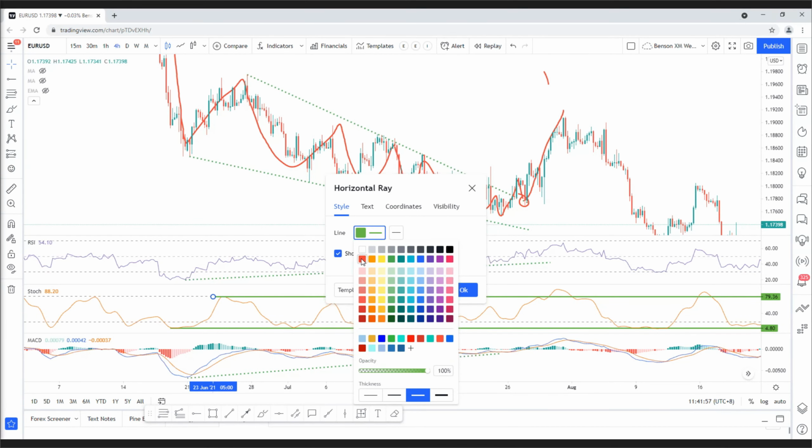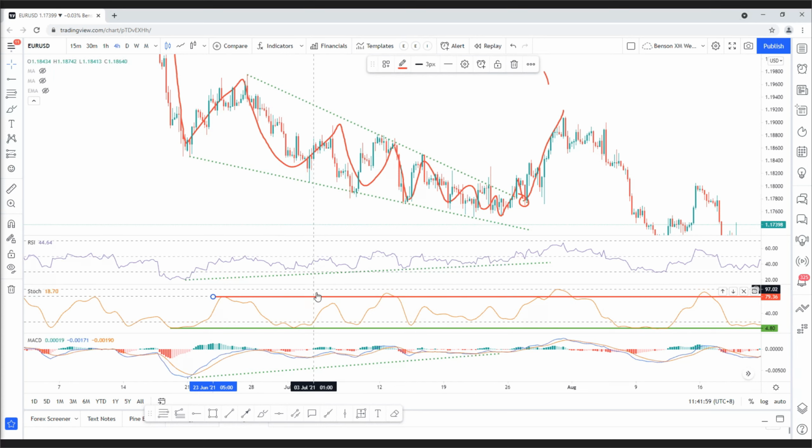Okay, this should be our resistance. In stochastic itself, you see that I've identified the resistance level here and the support level here. So what happened is that wherever the price action touches this stochastic level, you can see that there will be a bounce once the stochastic drops to this level.